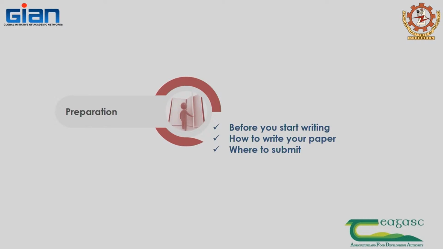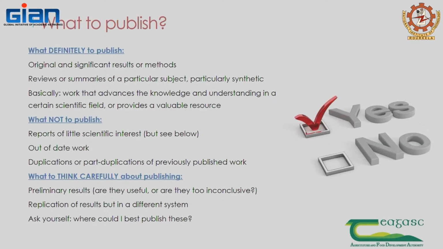Now, how do you prepare a publication? I will go quickly on to these ones, these are quite straightforward. What definitely can you publish? Original scientific results or methods. If you open any journal, it says it should be original. Original means it is not copied. Reviews or summaries of a particular subject, particularly synthetic, basically work that advances the knowledge and understanding in a certain scientific field and provides a valuable resource.